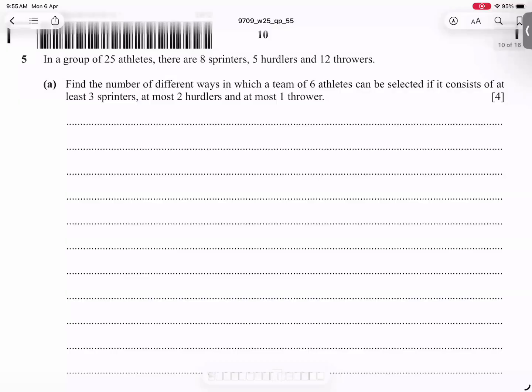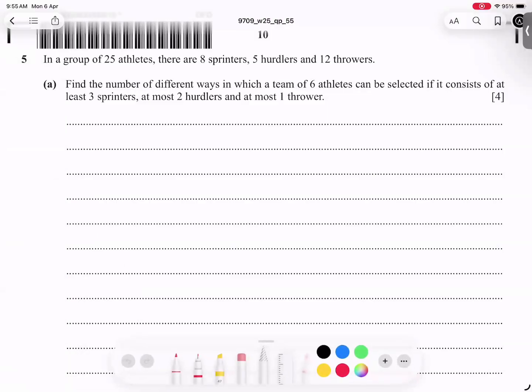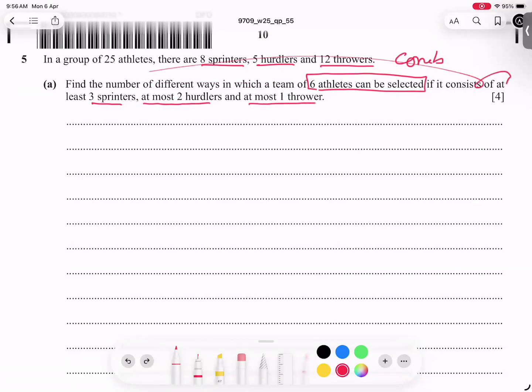Question number 5, students. We have a group of 35 athletes, there are 8 sprinters, 5 hurdlers, and 12 throwers. Find how many different ways in which a team of 6 athletes can be selected. So we have to go for a combination of 6 people to select, consisting of at least 3 sprinters, at most 2 hurdlers and at most 1 thrower. At most means maximum and at least means minimum.